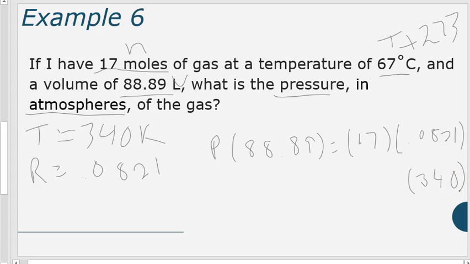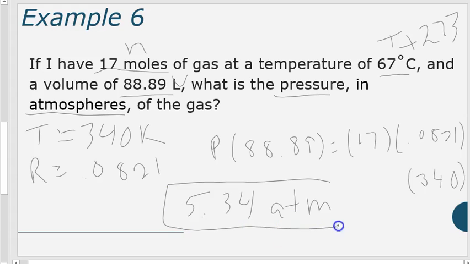So we multiply 17 times 0.0821 times 340. And then we're going to take that number and divide it by 88.89 to solve for pressure. And you should get 5.34. And we solve for pressure in atmospheres. So 5.34 atmospheres is what you should have gotten on number 6.